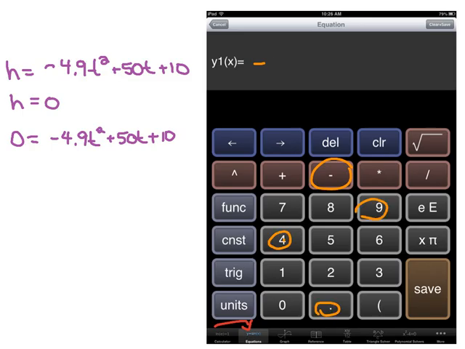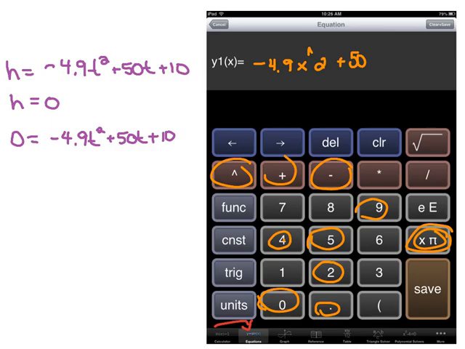4.9, and we're going to use this button right here, x. Now to do an exponent, you do the little hat, which means to the power of, and then your exponent number, 2, plus 50 t, which is x, plus 10.